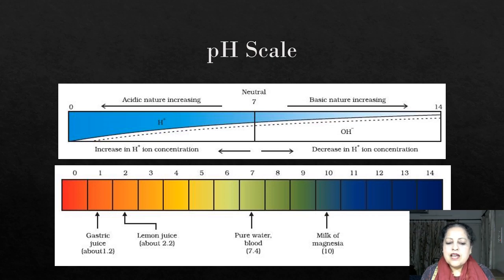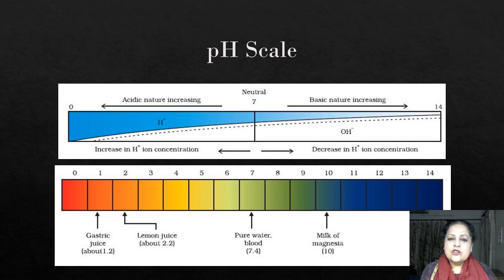Then we have some examples from the book itself. Inside our body, although our body works best in a pH range of 7 to 7.8, there are some places inside the body where the pH is not that. One is the gastric juice, that is the stomach. The stomach harbors HCl, which makes it very acidic, and the pH is about 1.2. But pure blood, you can see, is 7.4. So other parts of the body work best when the pH is between 7 and 7.8.